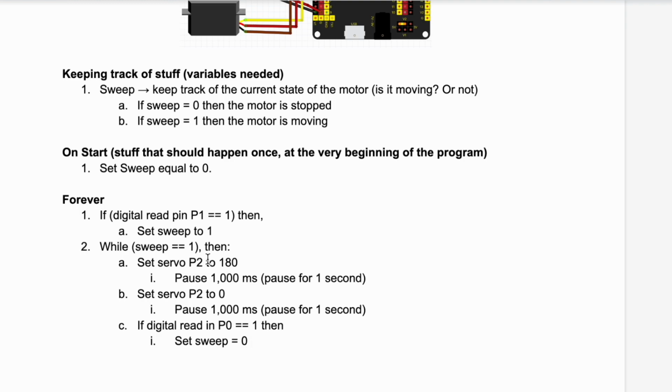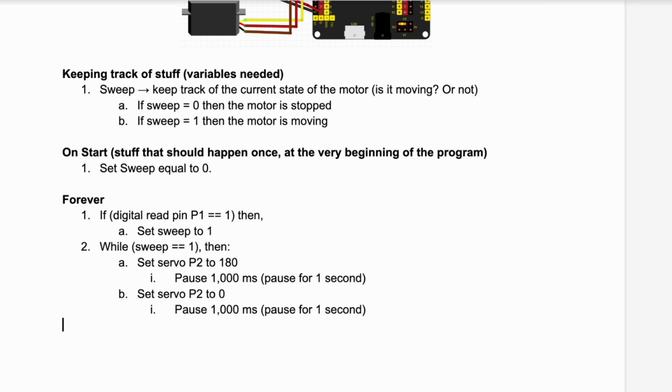The problem with this strategy is that it only checks to see if we press the push button after it's moved from wherever it was to 180 and then back to 0. We would have to press the push button at exactly the right time. Otherwise, the push button would be sending a signal of 0 whenever this loop finishes. So sweep would continue to be 1 and it wouldn't actually stop the movement of the motor. So we want to come up with a different solution.